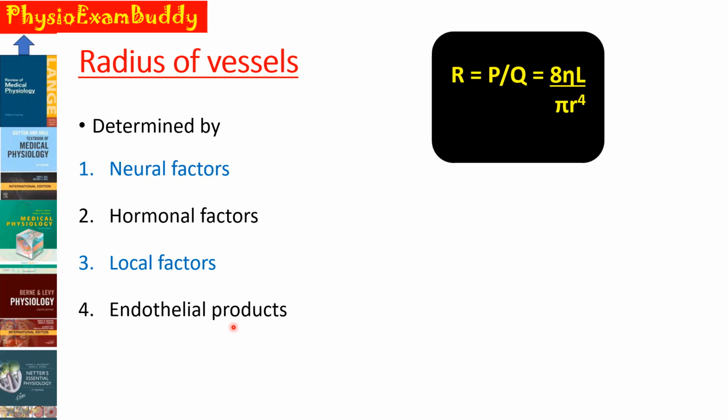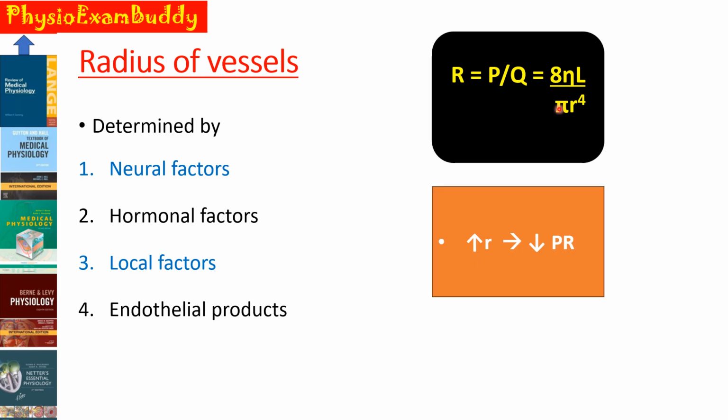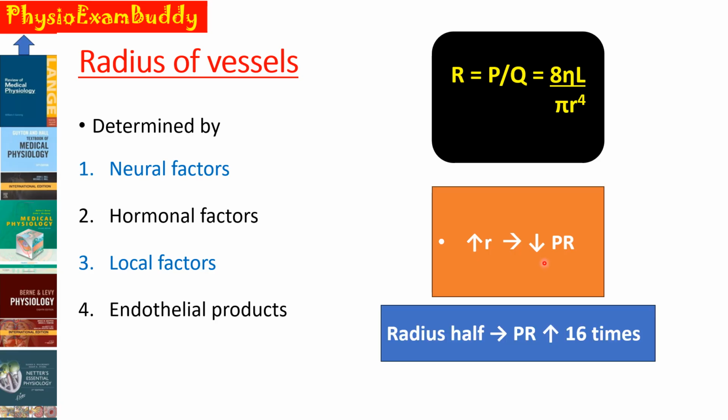Please keep in mind the formula for peripheral resistance also, 8 eta L by pi r raised to 4. Any factor which increases the radius will decrease the peripheral resistance. That is, if the radius is halved, as in the case of vasoconstriction, the peripheral resistance can increase by 16 times, as the peripheral resistance is inversely related to the 4th power of the radius.